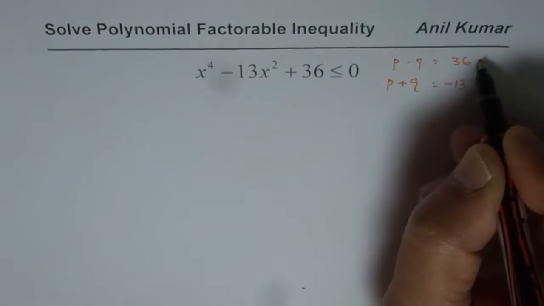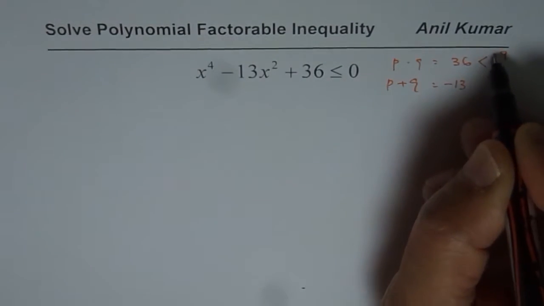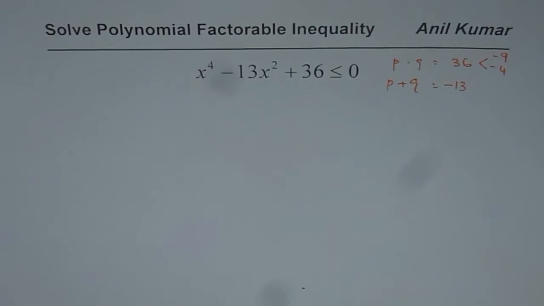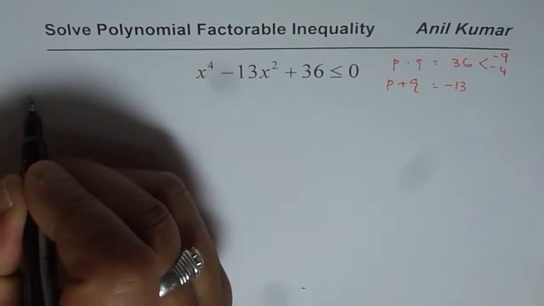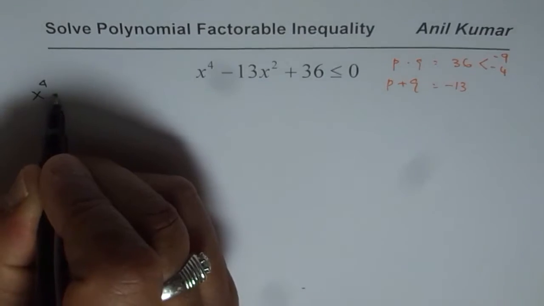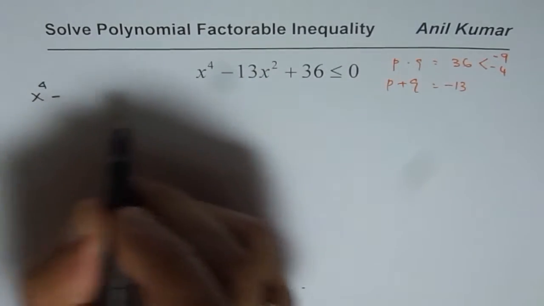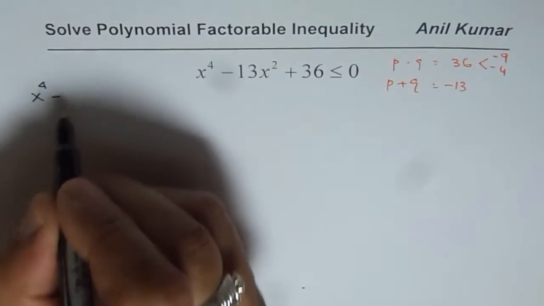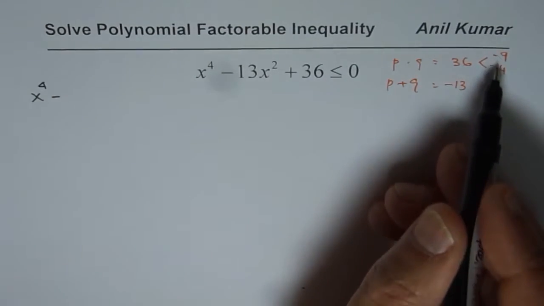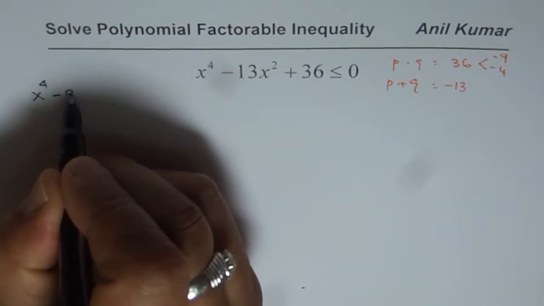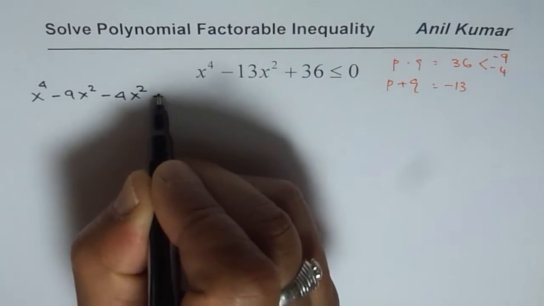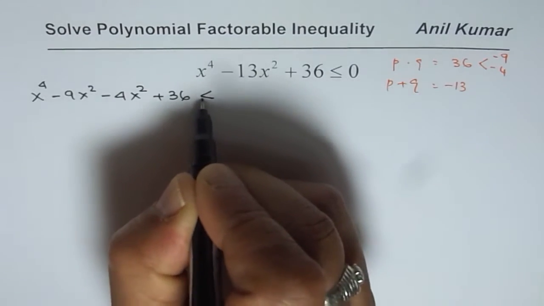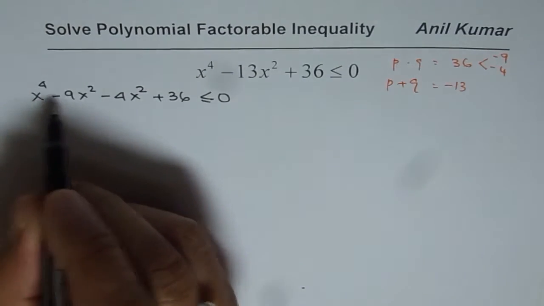So 9 times 4 is 36, both negative, will give us a product of positive 36 and sum of minus 13, right? So this function we could write as x to the power of 4 minus, since this is 9 and 4, we'll now split minus 13x squared as a combination of these two, right? So it is minus 9x squared minus 4x squared plus 36 less than or equal to 0. Now we can group factor.